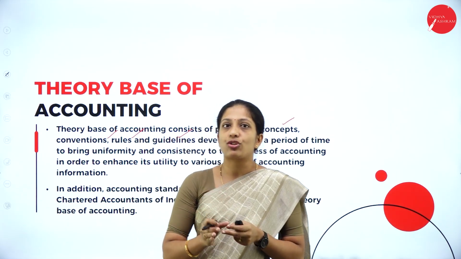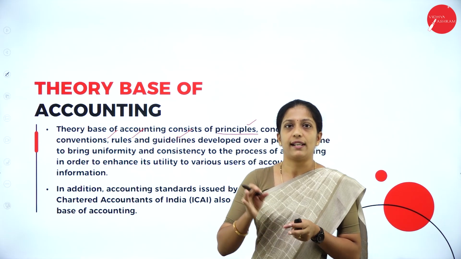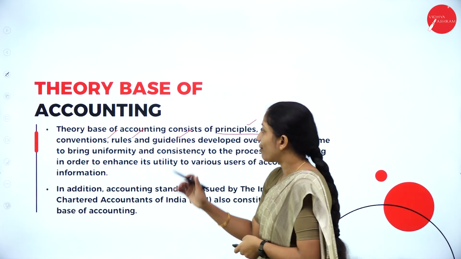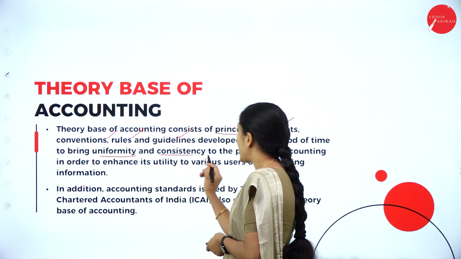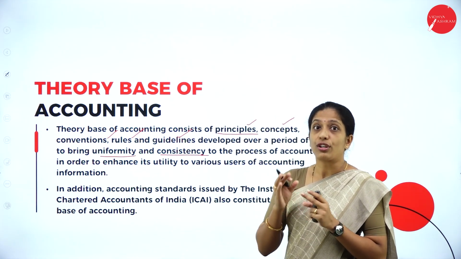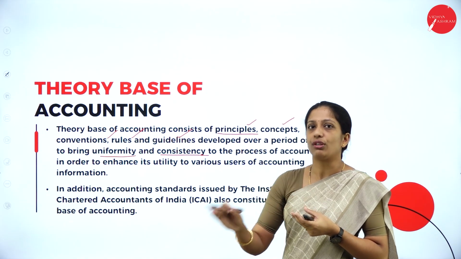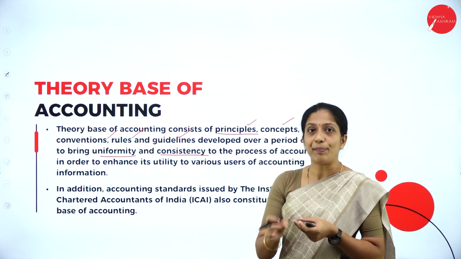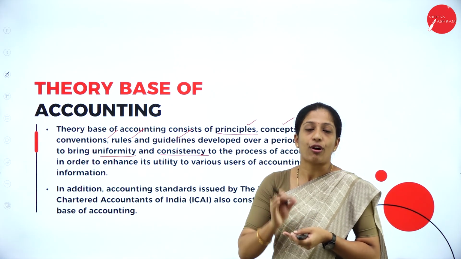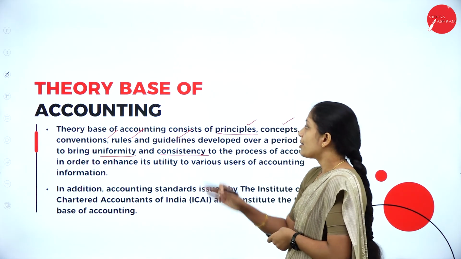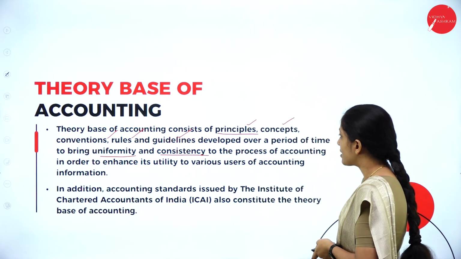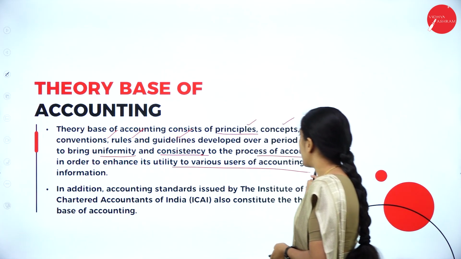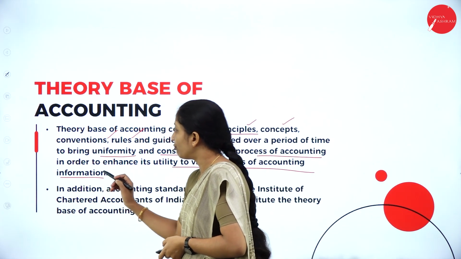So, the main intention of following all these rules, regulations, concepts, guidelines and conventions is only to bring uniformity as well as consistency. If there is no uniformity in the books of accounts, then you can't compare the accounting results. If you compare also, your accounting results will not be proper. It goes wrong. So, we bring uniformity and consistency in the process of accounting in order to enhance the utility of various users of accounting information.